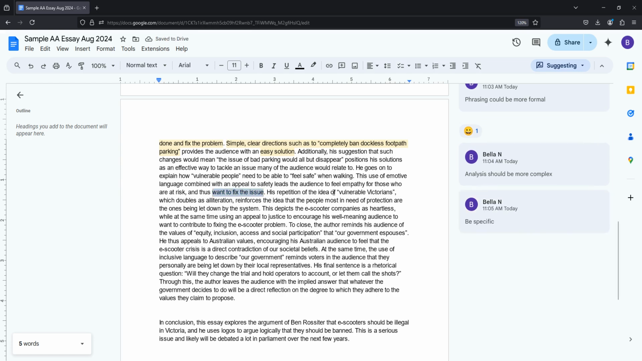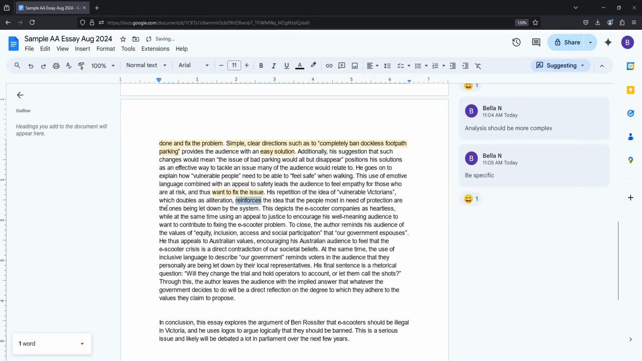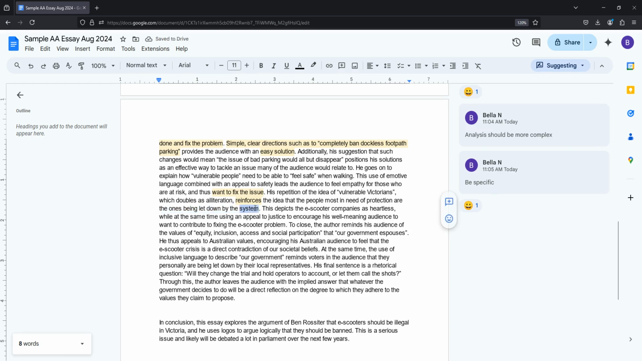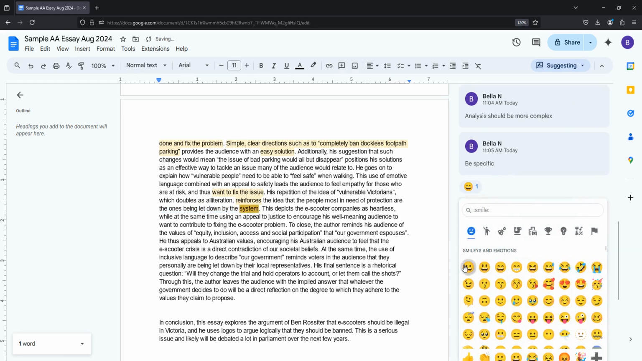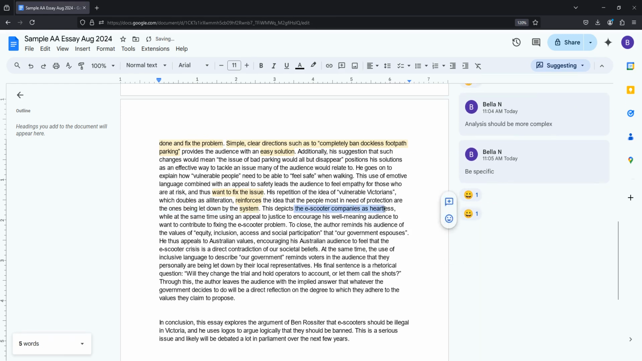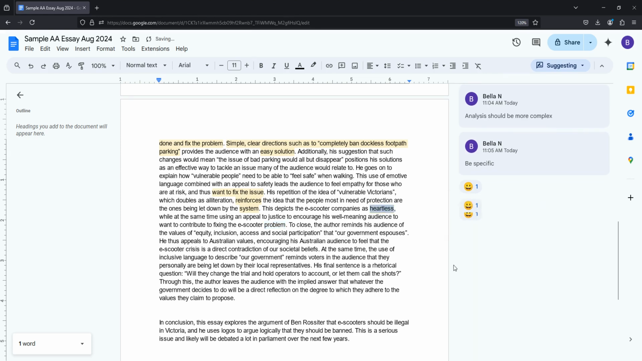His repetition of the idea of vulnerable Victorians. Okay, good picking up that it's repeated, which doubles as alliteration. Yeah, true. Reinforces the idea, this is a really good verb, that people most in need of protection are the ones being let down by the system. Yeah, that's very strong. Good. This depicts the e-scooter companies as unjust to encourage his well-meaning audience to want to contribute. Yeah, that sounds solid. Happy with that. I think this is particularly good.